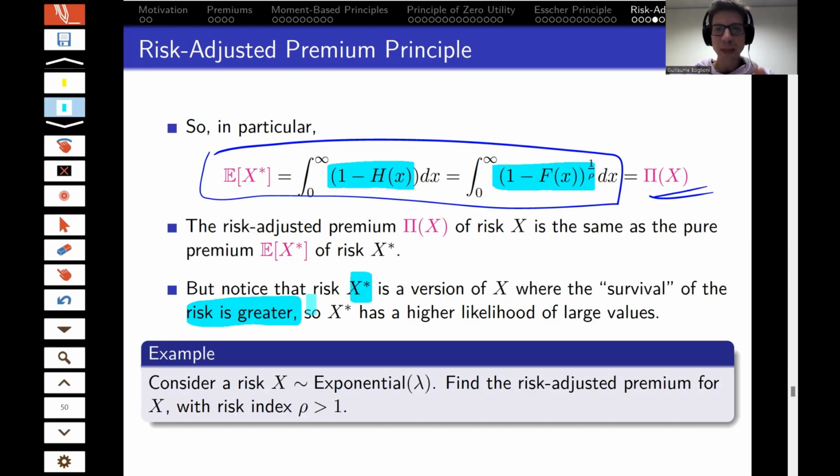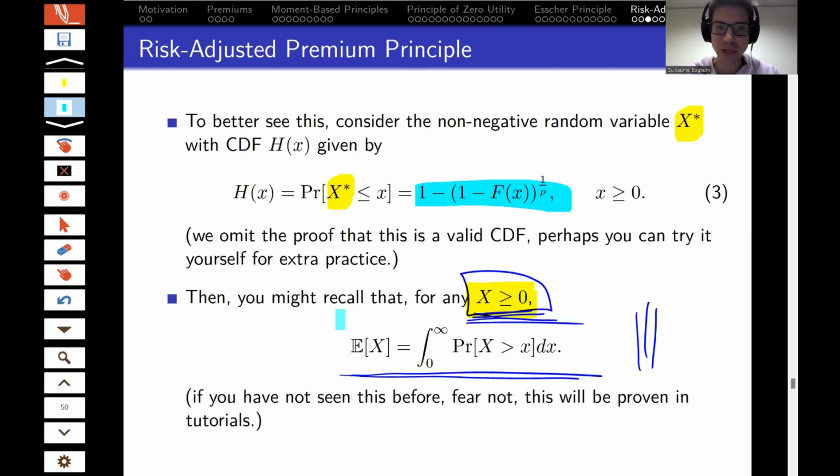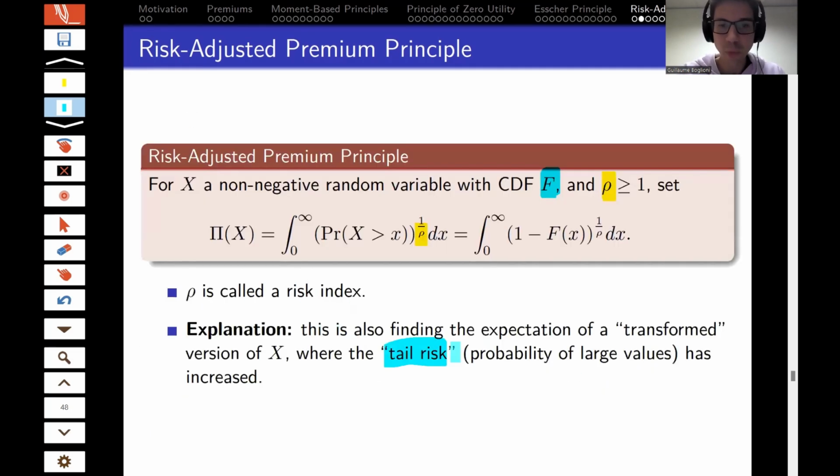By surviving, I mean the chance that X is greater than any little value x. If this is greater for X star, it means that our risk is more likely to be big, because at any threshold little x, the probability to exceed little x is larger for X star compared to X. So yes, this matches what we said here. The tail risk has increased because the probability to be big has increased for X star.